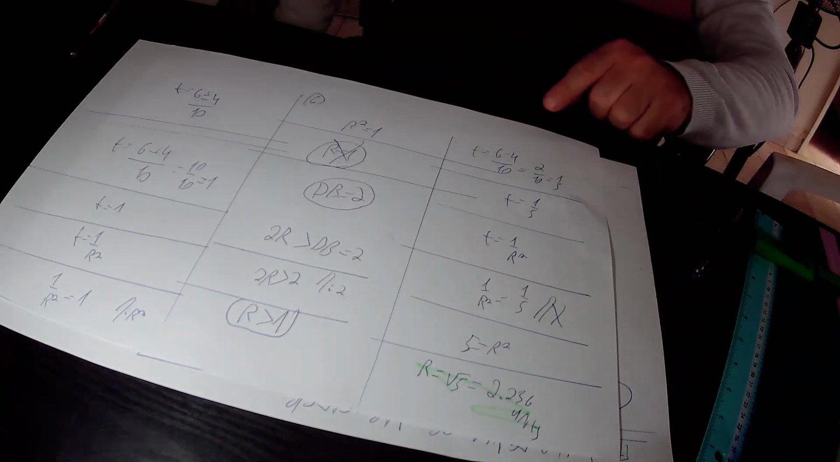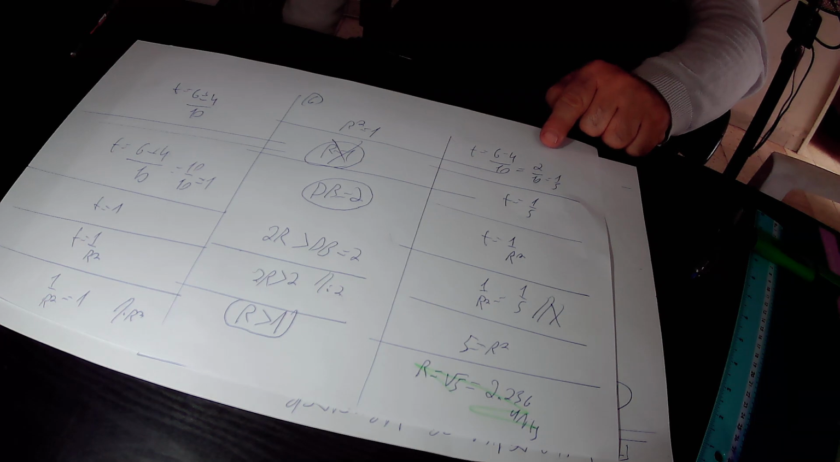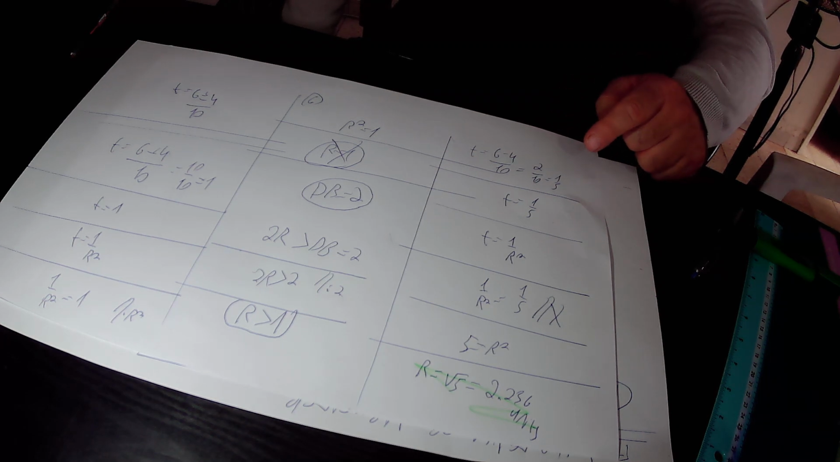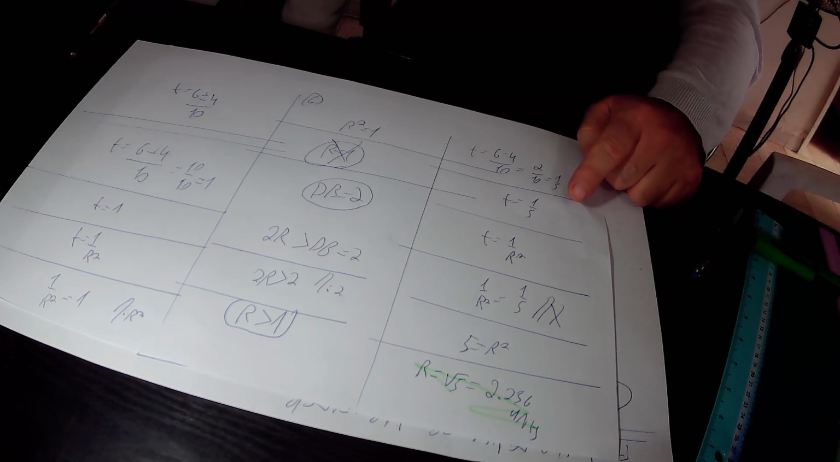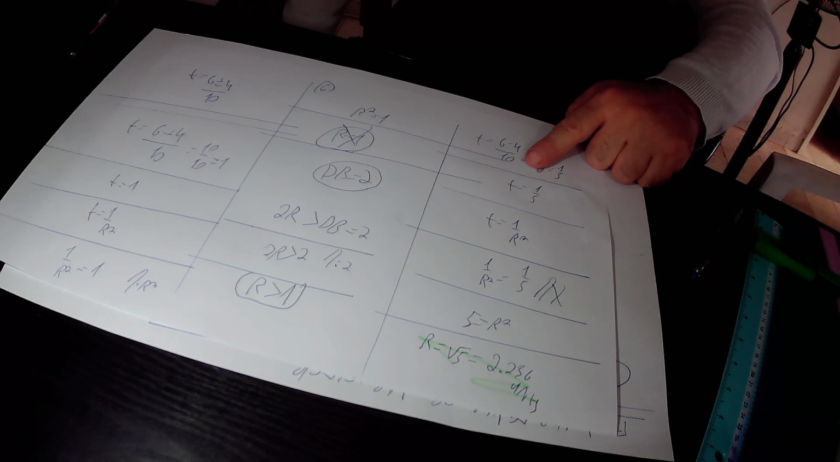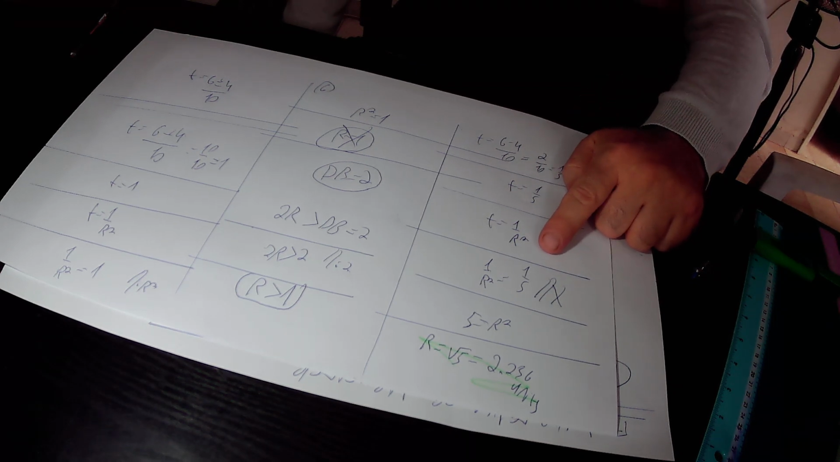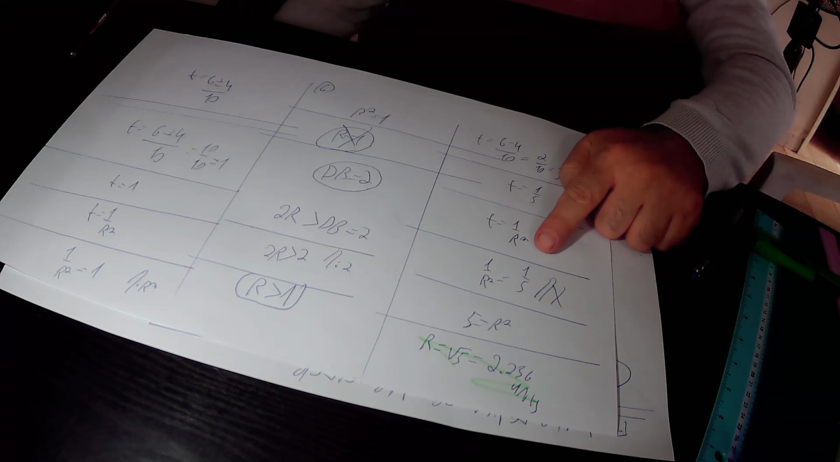The second solution for t is t equals 6 minus 4 over 10. 6 minus 4 is 2, and 2 over 10 is 1/5. So the second solution for t equals 1/5. But according to our definition, t also equals 1 over r squared. So we can substitute t in this equation by 1 over r squared, and found that 1 over r squared equals 1/5. Here we cross multiply this equation, and find that r squared equals 5.